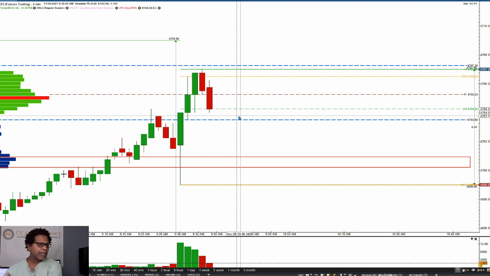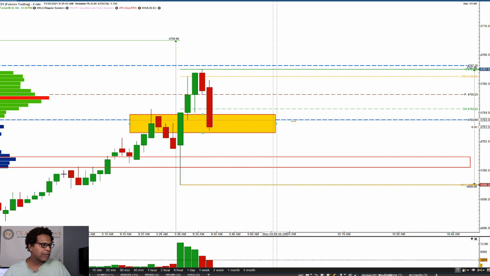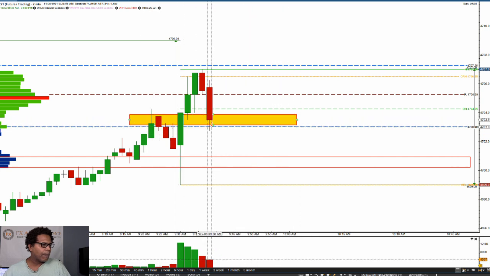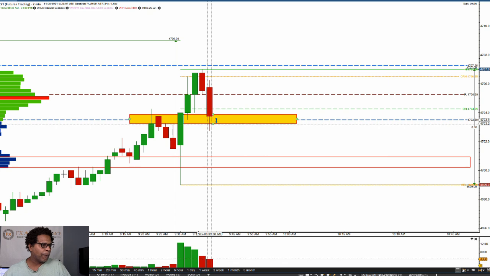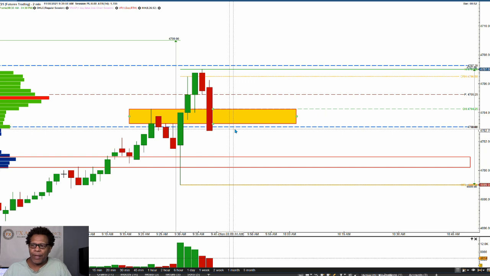A lot of times you just need to look at, now we're looking back at this fractal level. Let's see what the market does at this level, if it's going to honor it or not, because it's lining up with the value area. So let's see what it does. I'm just going to mark it. We want to see if it's going to honor that level.